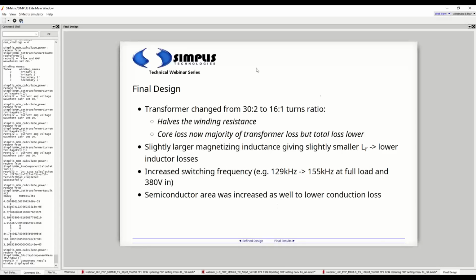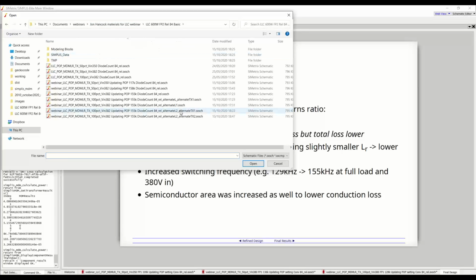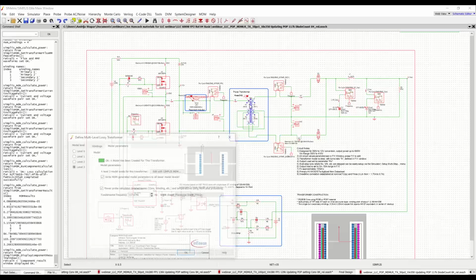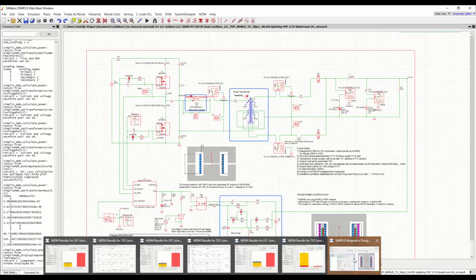So what was done here? Let's take a look at the simulation model. So let's focus first on the transformer, which is the big one.